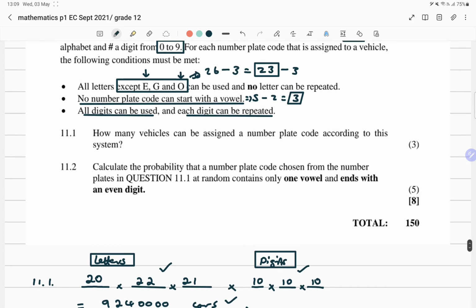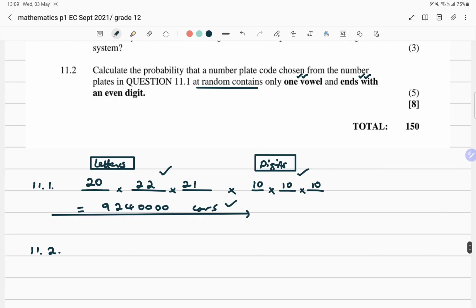11.2. Now we're told to calculate the probability that a number plate code chosen from the number plates in question 11.1 at random contains only 1 vowel and ends with an even digit. So this question is a naughty one. It's always there, so please guys, learn the trick.